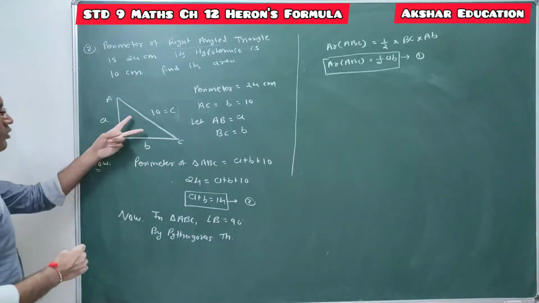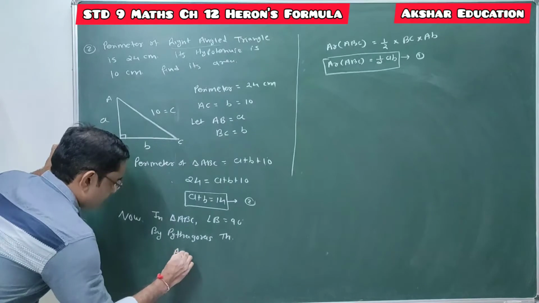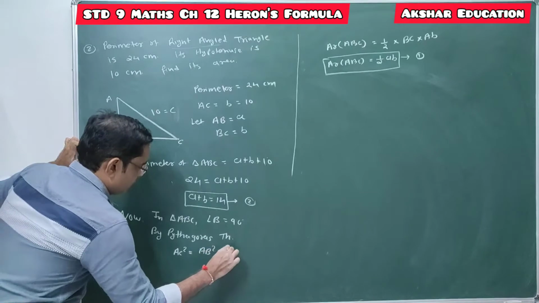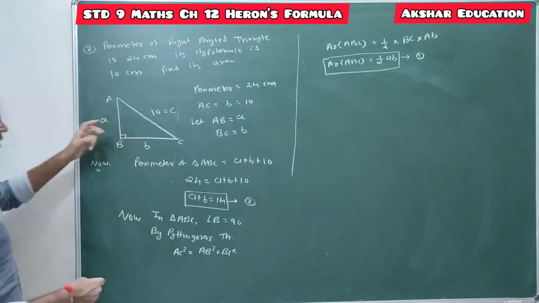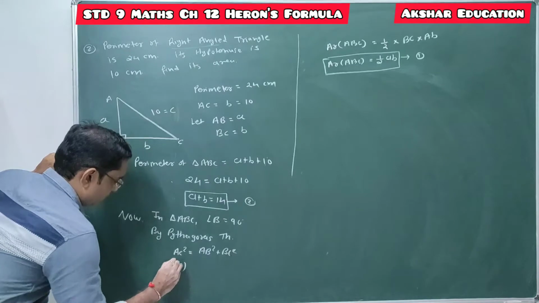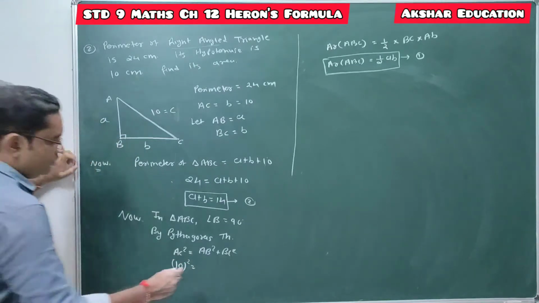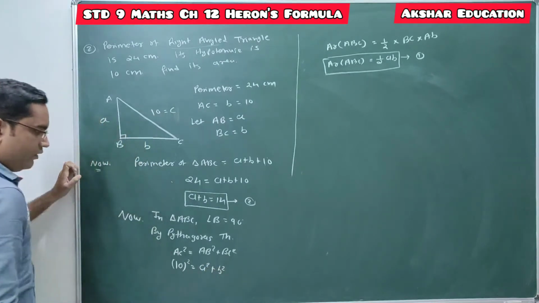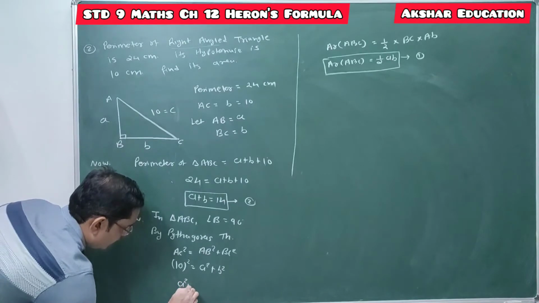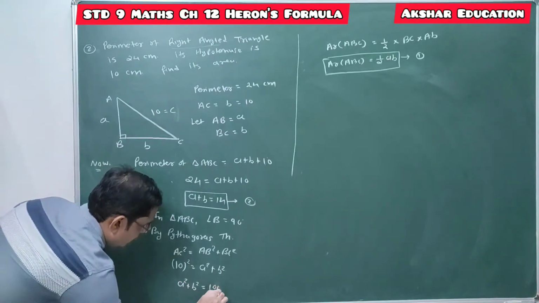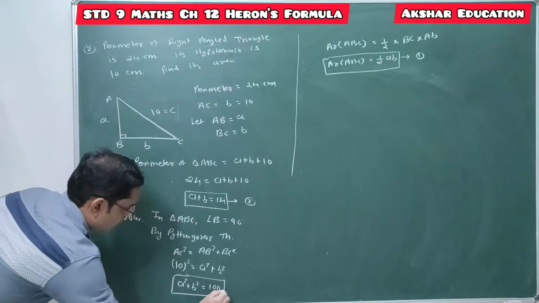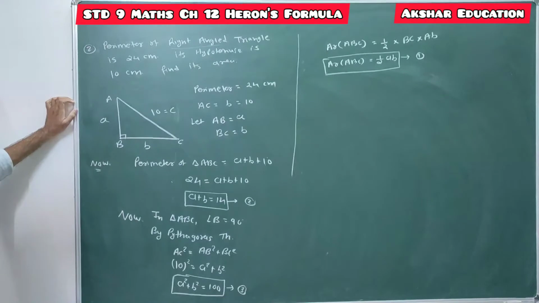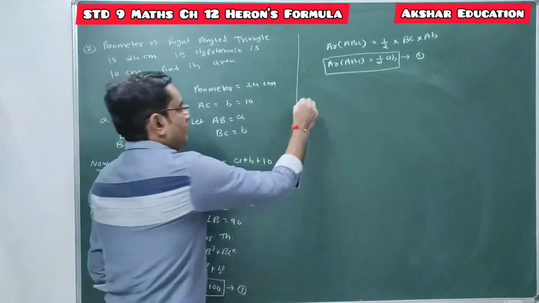we can say that square of the hypotenuse AC square is equal to AB square plus BC square. AC, which is 10, so it's 10 square, equal to AB square, which is A square, plus BC square, which is B square. So we are getting one more result, that is A square plus B square equal to 100. Say result 3. Done.